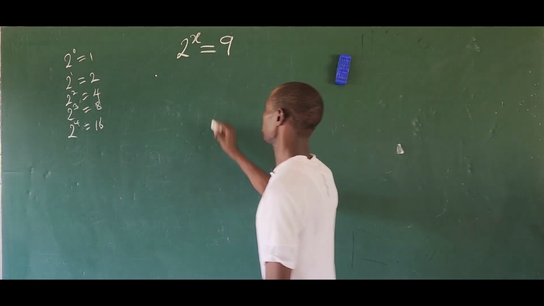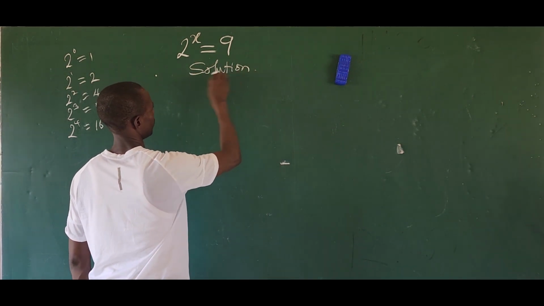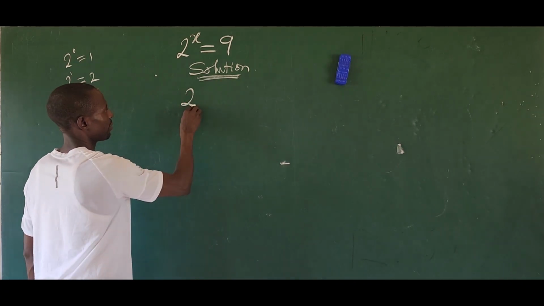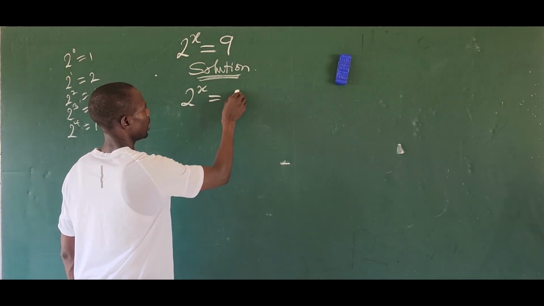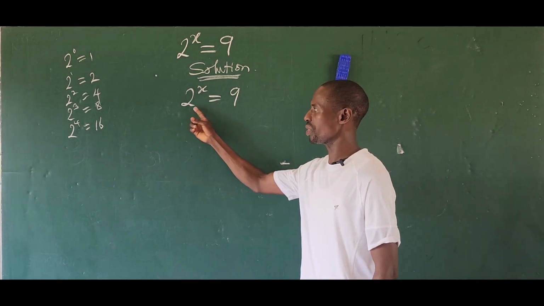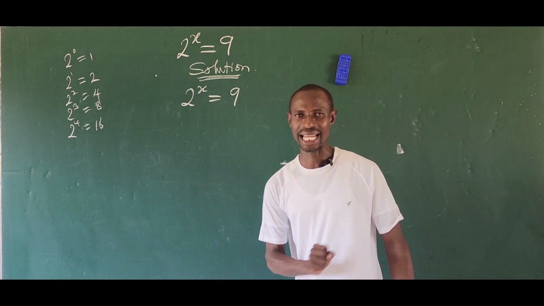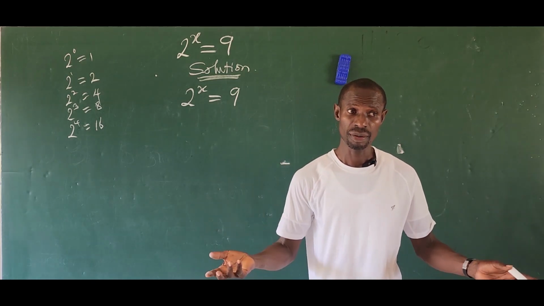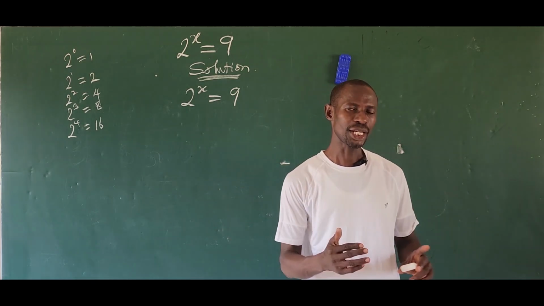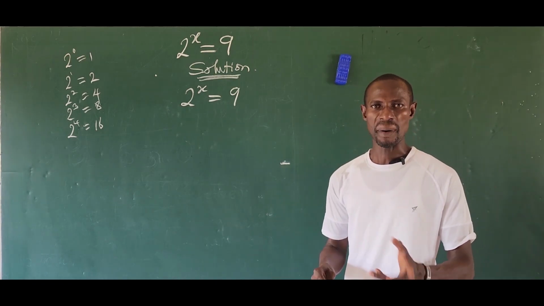So we take our solution from here. We have 2 to the power of x equal to 9. Now, with what we have here, we have 2 as a base number. Can we express 9 in base 2? It's no, but we can take it to base 3. So 9 can be written as 3 to the power of 2.